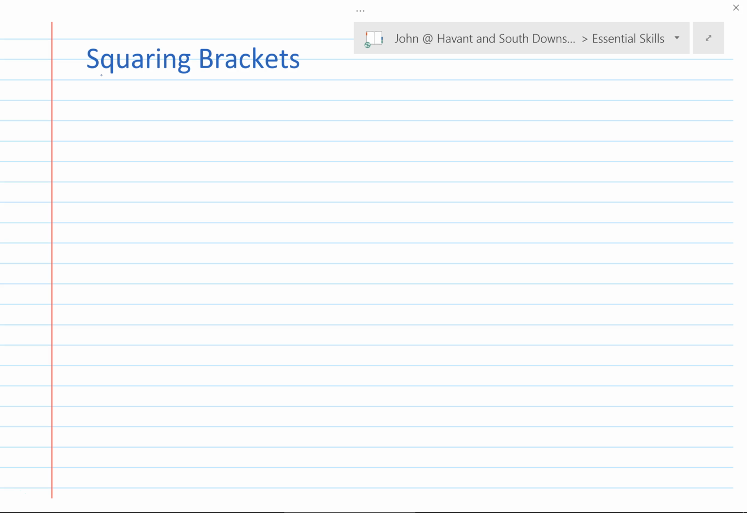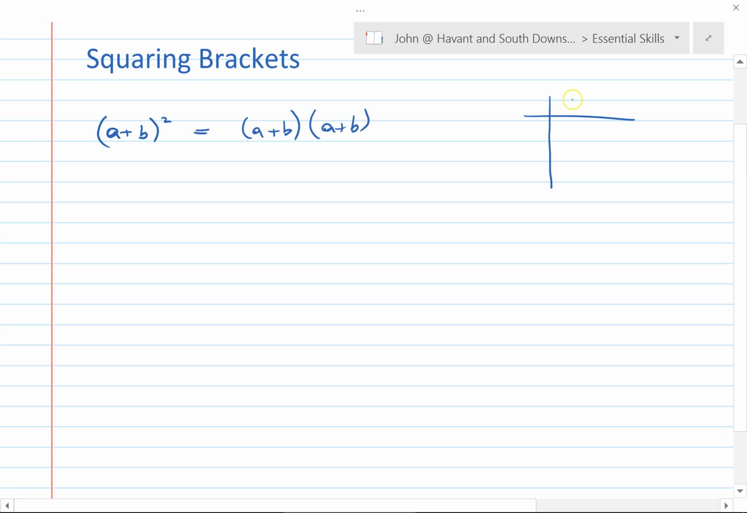So squaring brackets. Suppose we just want to look at the general case, (a plus b) squared. We've already seen that you can multiply these things out. It's basically (a plus b) times (a plus b). Because of the distributive law of multiplication, that's a times (a plus b) plus b times (a plus b), which comes to a squared plus ab plus ba plus b squared.